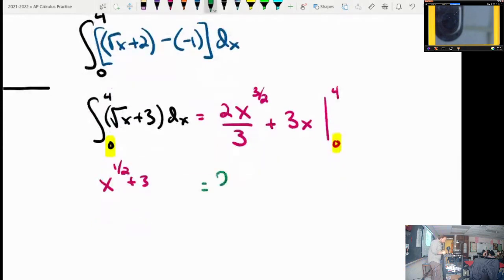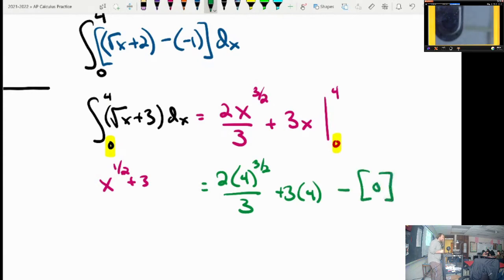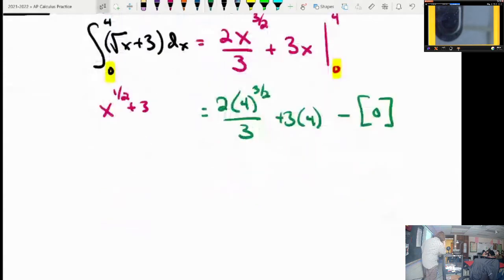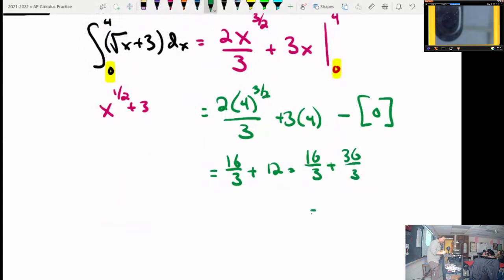We're going to have 2 times 4 to the 3/2 power over 3 plus 3 times 4. And technically there is a minus 0 on the end of this thing, but I'm just going to leave that off there for now. As far as 4 to the 3/2 power, well, 4 to the 1/2 power is 2, and then 2 to the 3rd power is 8, and then 2 times 8 is 16. So this is 16 thirds plus 12, which could be thought about as 16 thirds plus 36 thirds, which is 52 thirds.